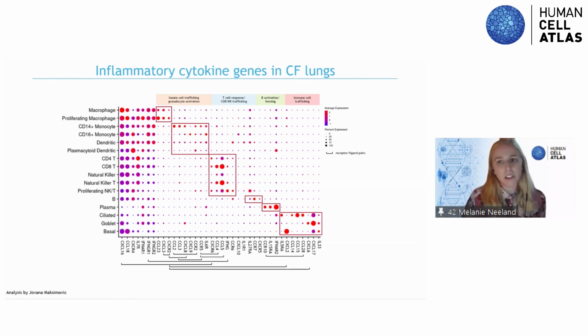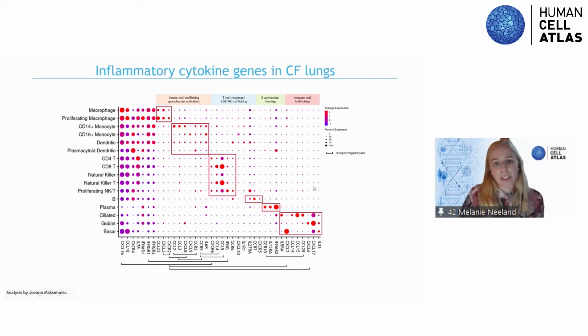As a further validation of our cell annotation, we also looked at some key inflammatory cytokine genes within each of our cell clusters. And interestingly, we show expression of innate cell trafficking and granulocyte activation cytokines and chemokines in our myeloid cell clusters. We also show cytokines involved in T and B cell homing in our lymphoid cell clusters, and then cytokines known previously to be involved in airway epithelial cell function in our 3 subsets of airway epithelial cells.